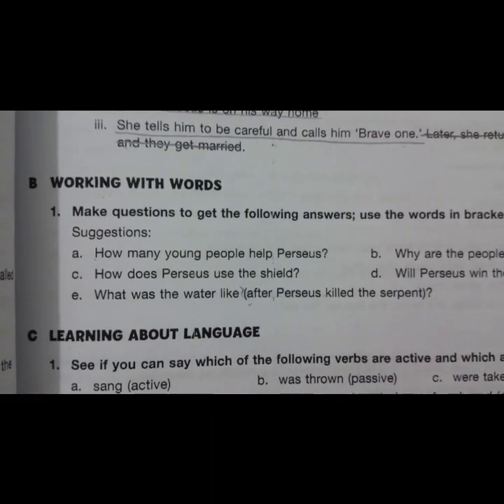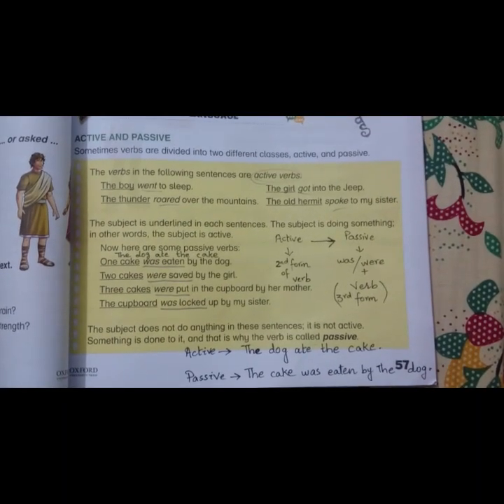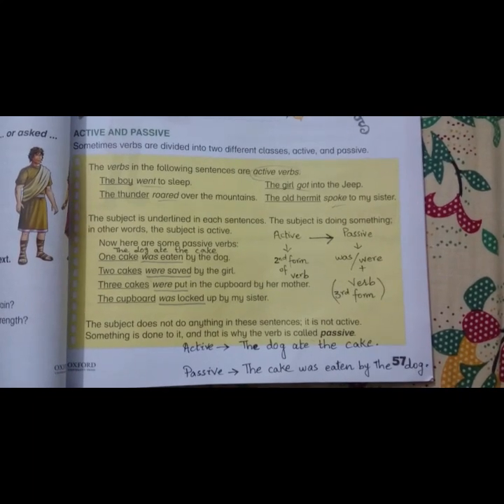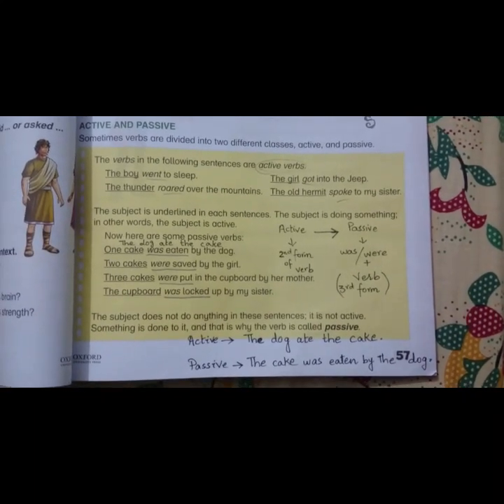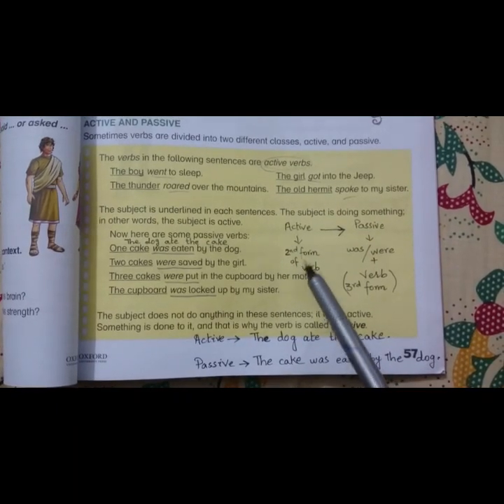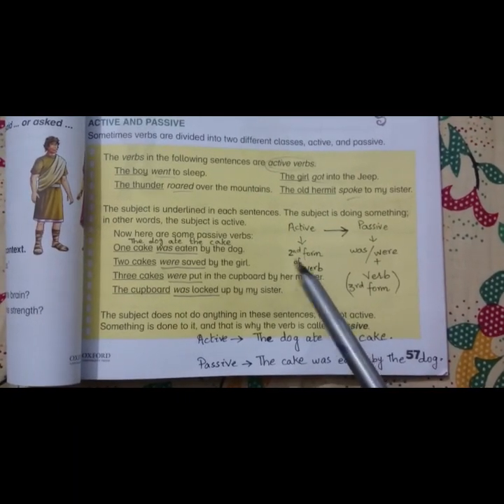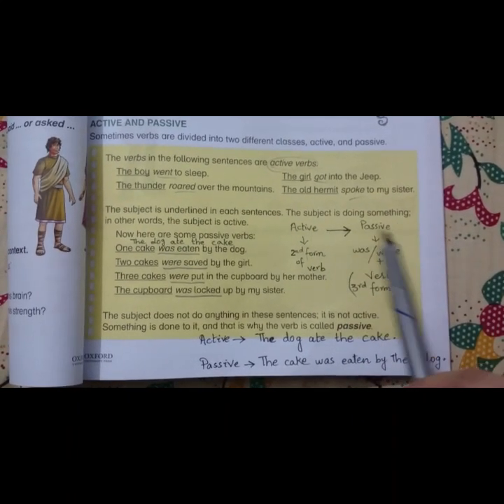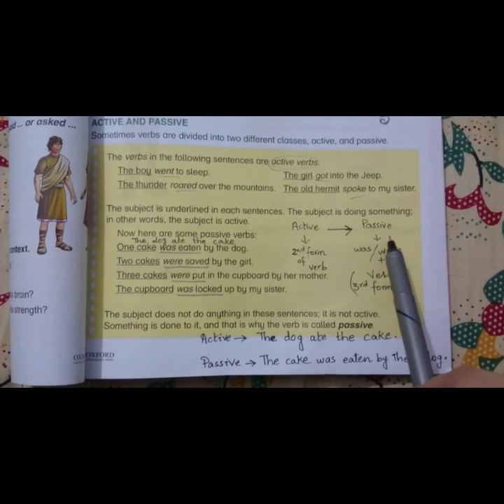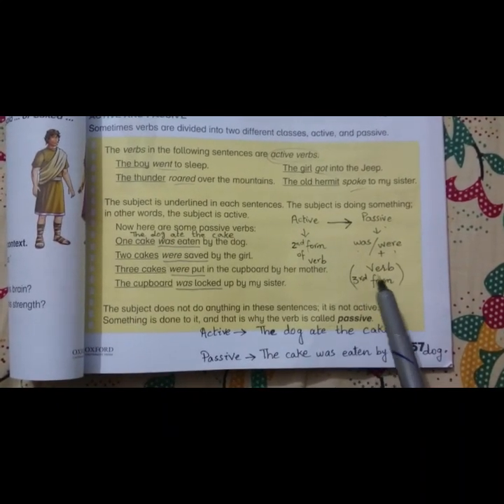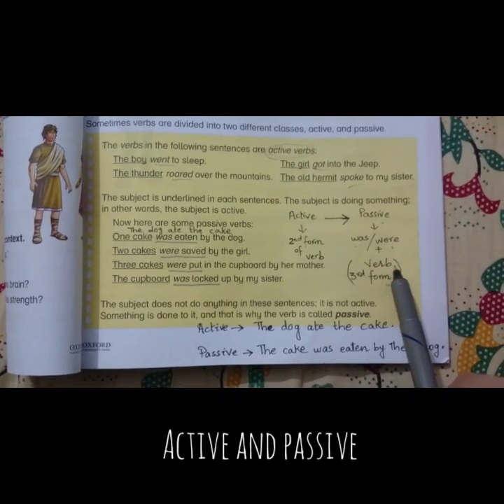Alright. Now we are on part C. Before taking question number 1, we have some information related to active and passive voice. Remember that whenever we have the second form of verb in a sentence, that shows that it is an active voice, and when we change active voice into passive voice, we always use was and the third form of verb.